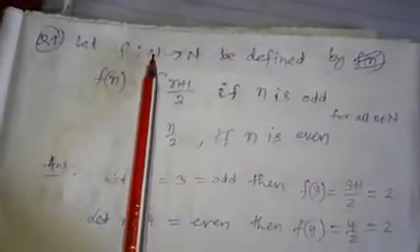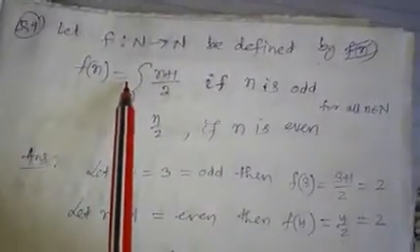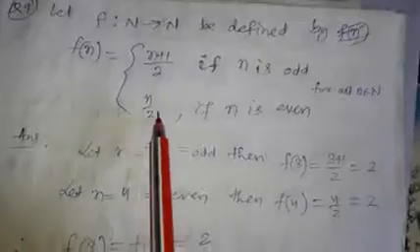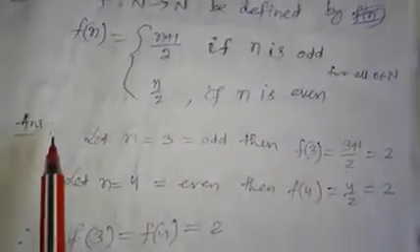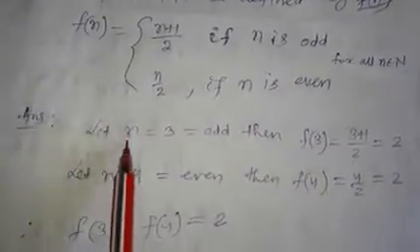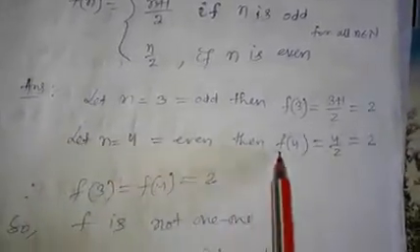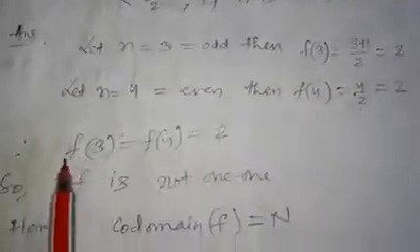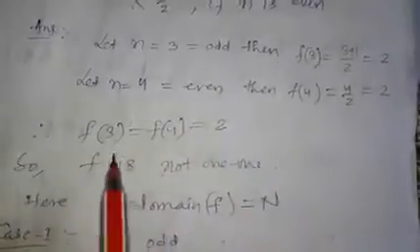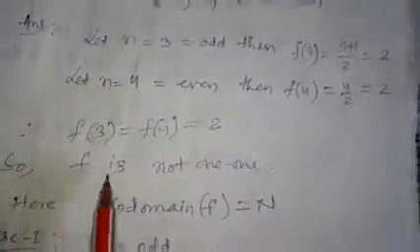Another important question. Let f from natural numbers to natural numbers be defined by f of n is equal to (n plus 1) by 2 if n is odd, for all n belonging to natural numbers, and n by 2 if n is even. Answer. Let n is equal to 3, which is odd, then f of 3 is equal to (3 plus 1) by 2, which is equal to 2. If n is equal to 4, that is even, then f of 4 is equal to 4 by 2, which is equal to 2. So, f of 3 is equal to f of 4 is equal to 2. It is many one, but it is not one-one.